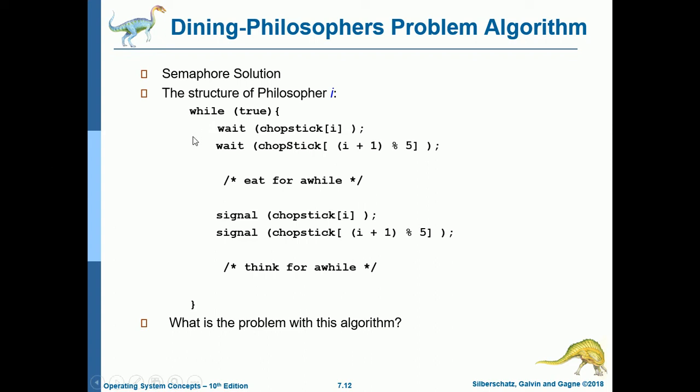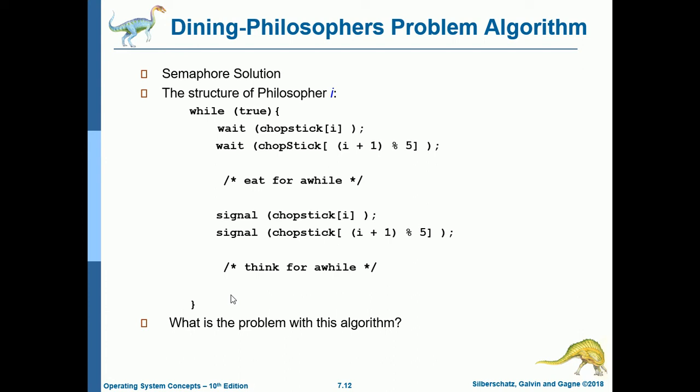If the philosopher has acquired both chopsticks, they eat for a while, and then signal that the philosopher has already finished eating. This is for the first chopstick and the second chopstick. Then, of course, the philosopher will think for a while. So this is the solution for the dining philosophers problem.